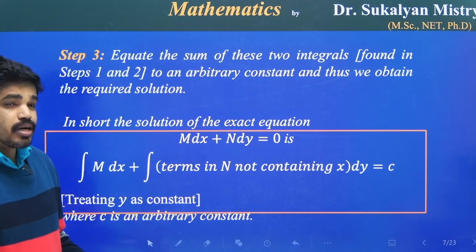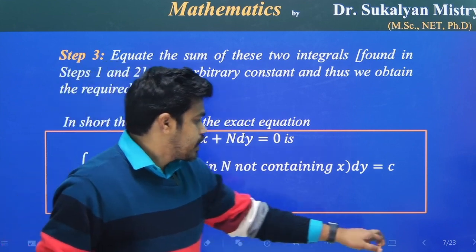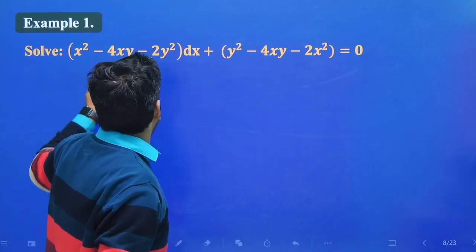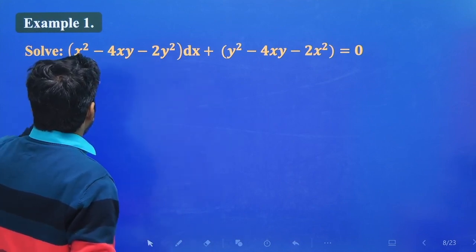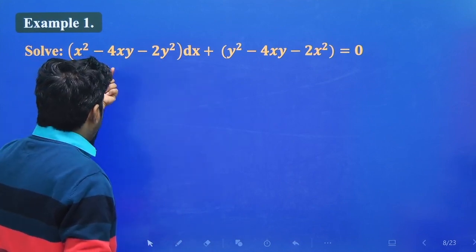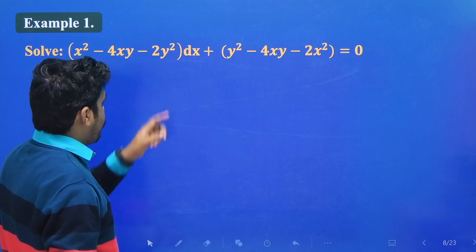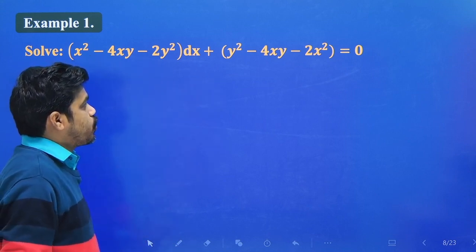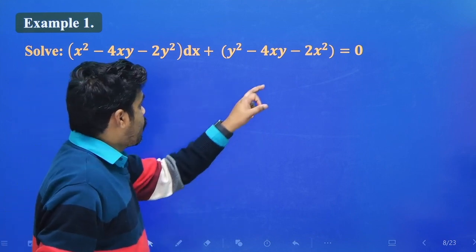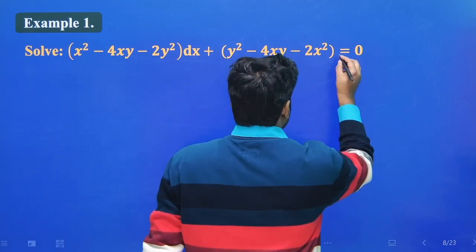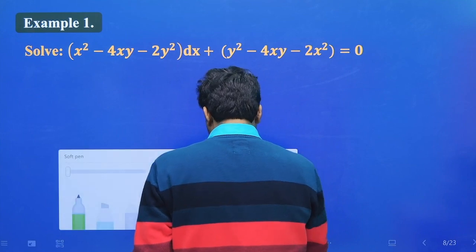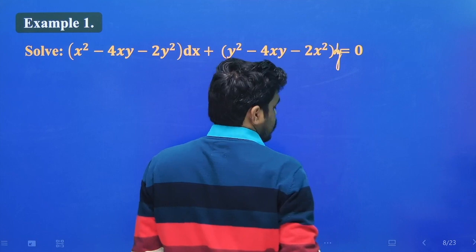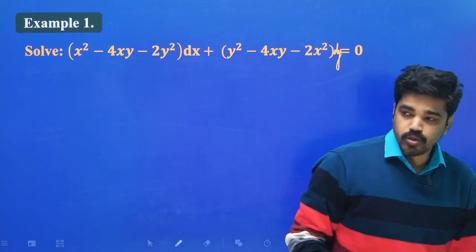So now we consider some examples on exact differential equation. So note this question: solve (x square minus 4xy minus 2y square) dx plus (y square minus 4xy minus 2x square) dy is equal to 0. So note this question first.